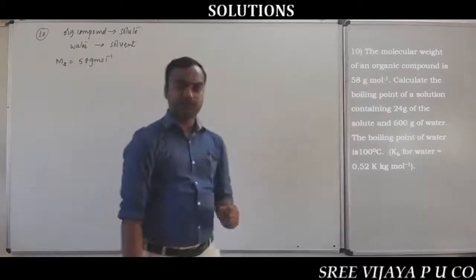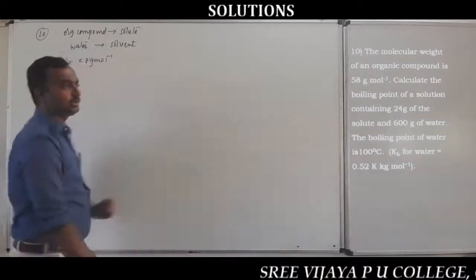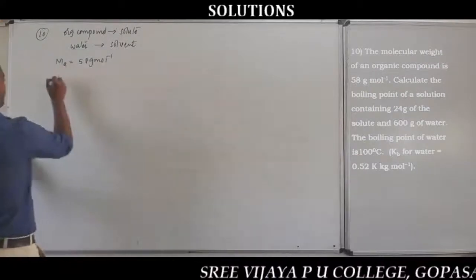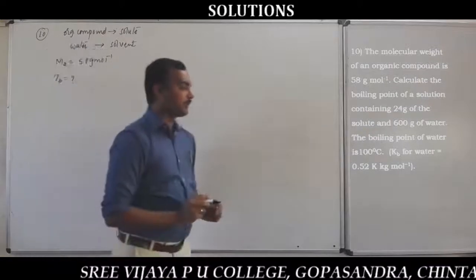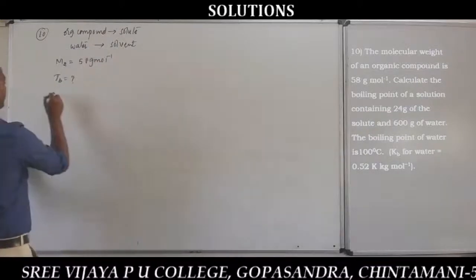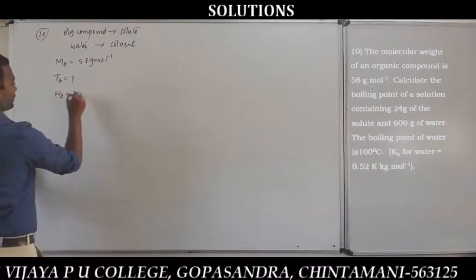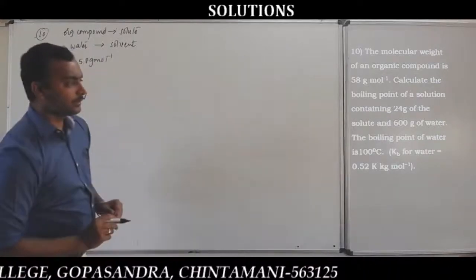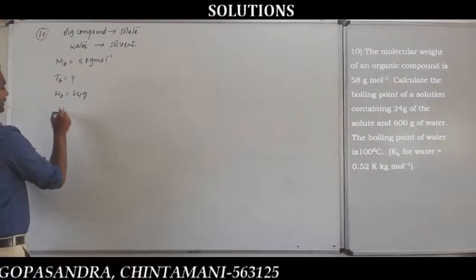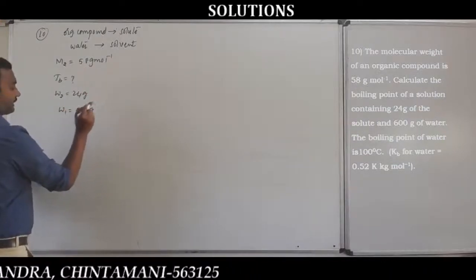Calculate the boiling point of the solution. T0b is the boiling point of the pure solvent, Tb is the boiling point of the solution. So that is Tb we have to calculate. The solution contains 24 gram of the solute, the organic compound, so W2 is 24 gram. And 600 gram of water is the mass of the solvent, that is W1, 600 gram.